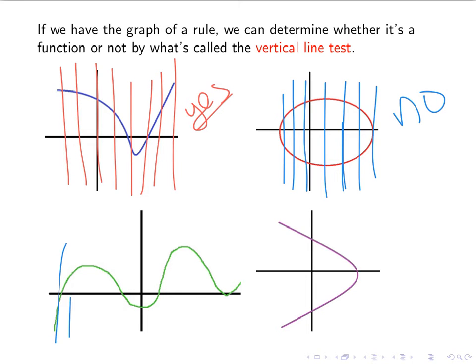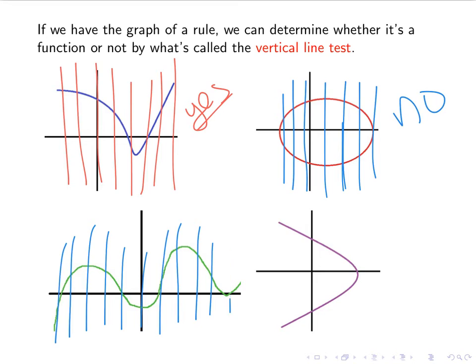Again, I'm going to draw vertical lines, and do any of them hit the graph more than once? And hopefully we can see no. It hits it only once at most, which means that yes, it's a function.